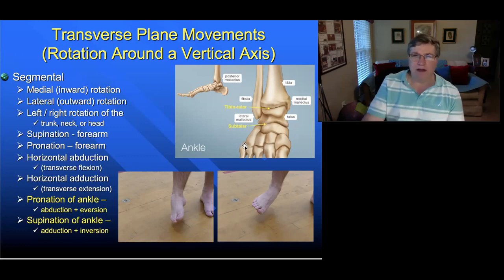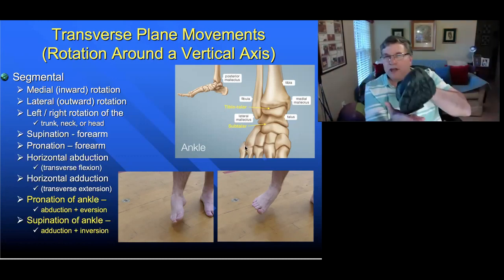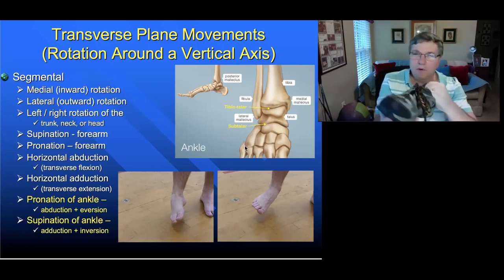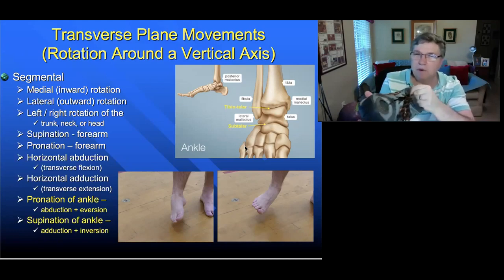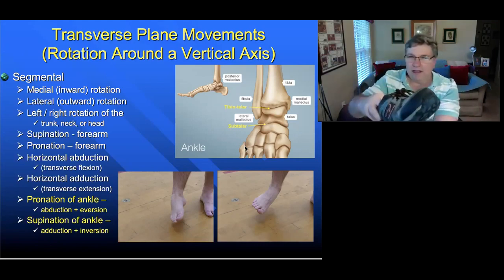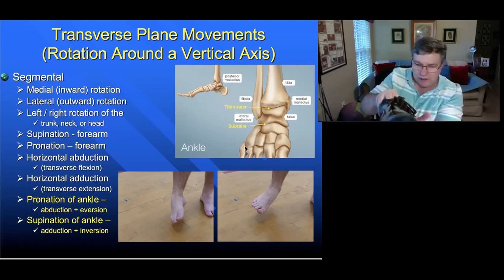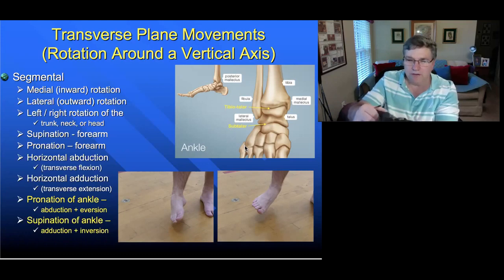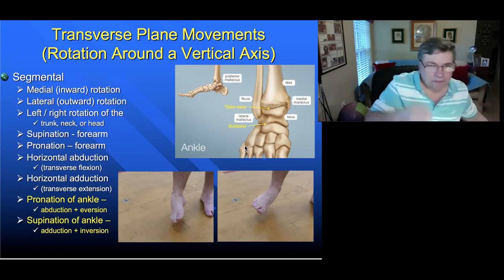So pronation of the ankle happens for most people when they walk. They'll land on their heel and roll the foot over so it points outward, that's eversion. And then the sole of the shoe points outward, so that's abduction. Supination happens when you land on the inside. People that are a little knock-kneed, this might happen. It's a little more unusual. You land on the inside and the toe points inward, that's inversion, and then the bottom of the shoe points inward, so that is adduction.